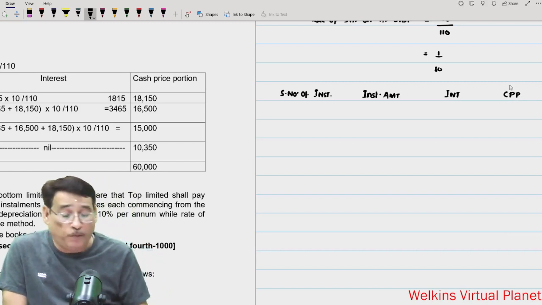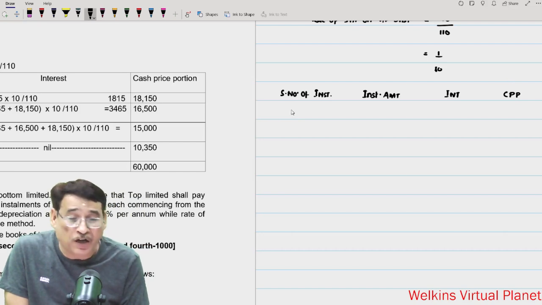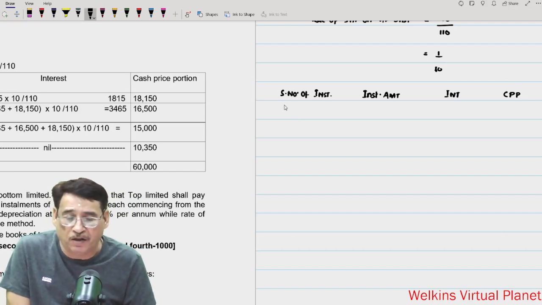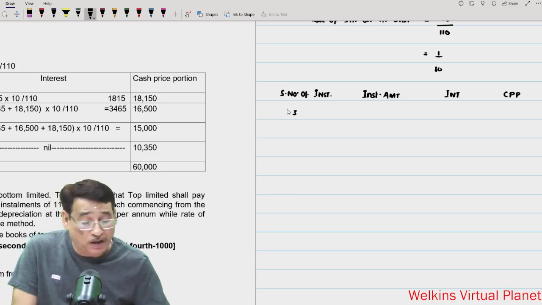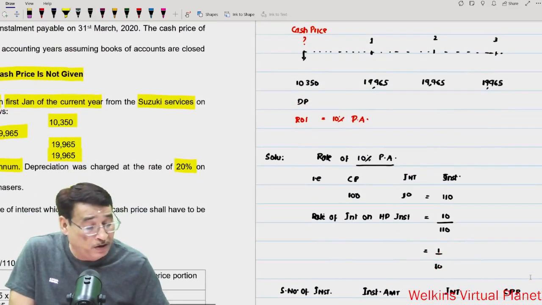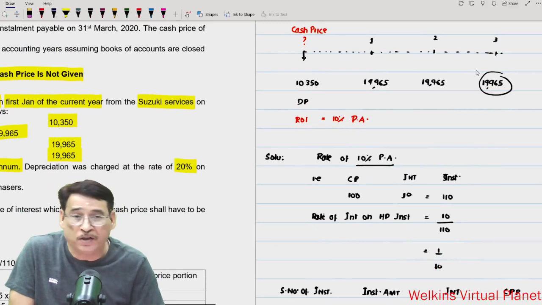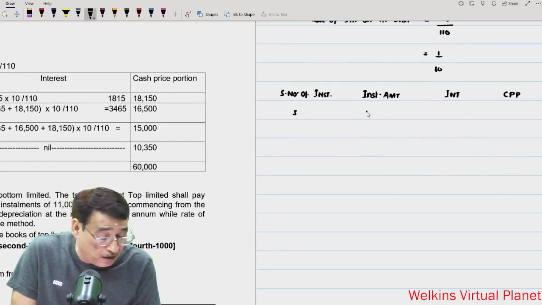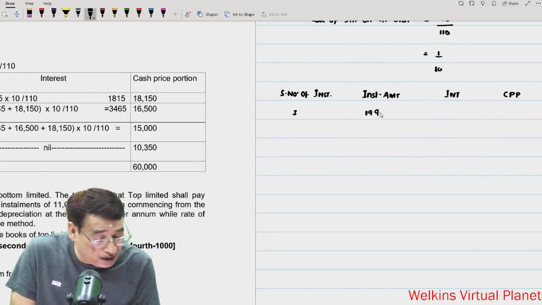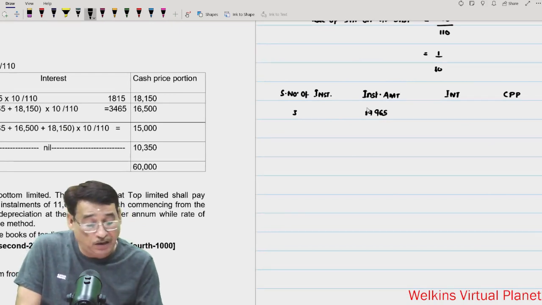Now, very important that you have to start from the last installment. That is very important. The last installment is third installment. What is the amount of the third installment? This is the third installment. The amount is 19,965. So write the amount 19,965. Correct? We have to start with the last installment.